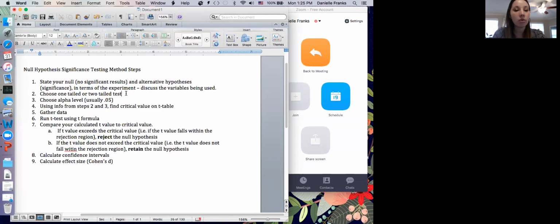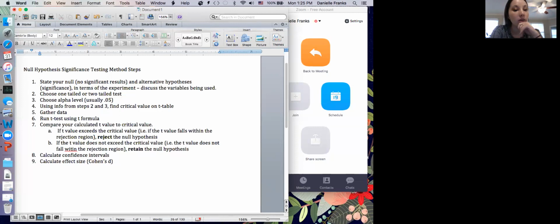Next, we're going to choose whether we want to do a one-tailed or two-tailed test. Remember that when we have a two-tailed test, we're not really sure how the data are going to fall. It's a little more conservative because our rejection region is smaller. We can also do a one-tailed t-test if we are kind of certain about how the data are going to fall. And it's a little more liberal because the rejection region is bigger.